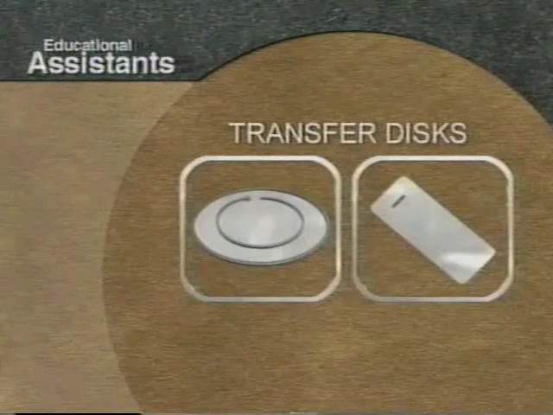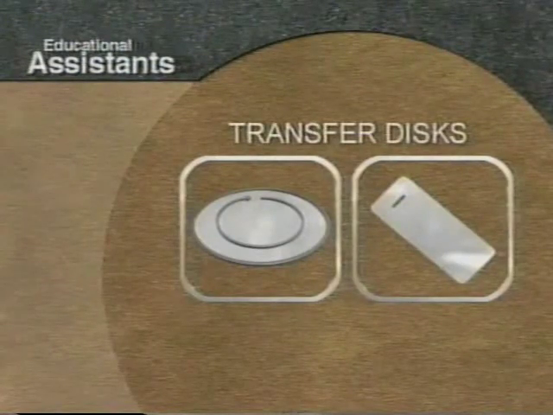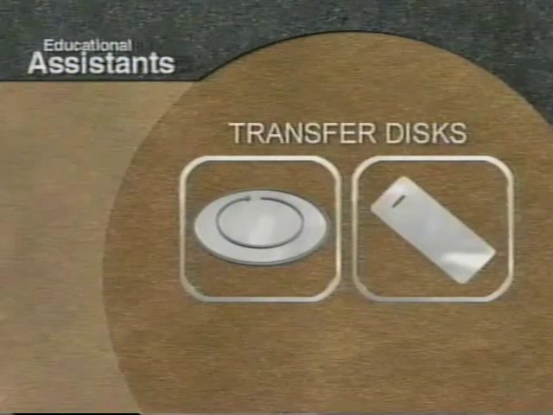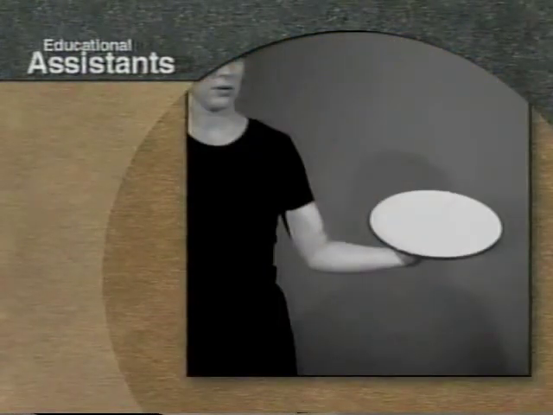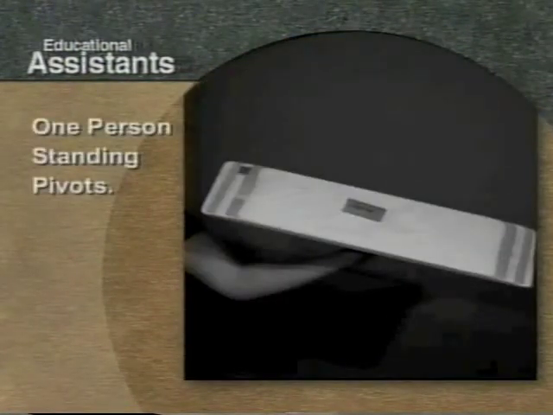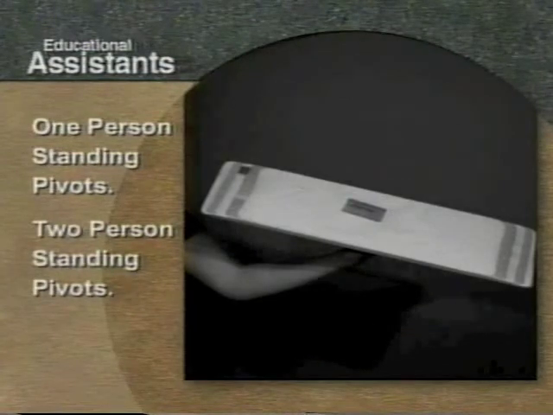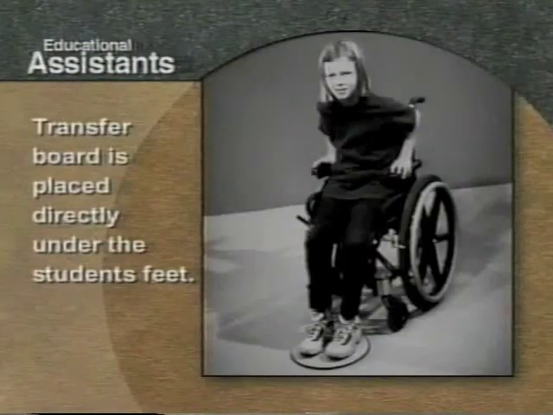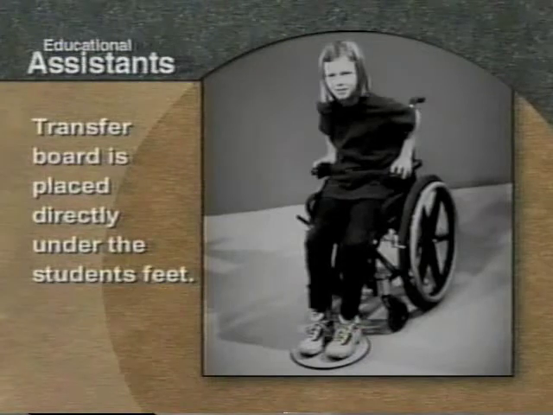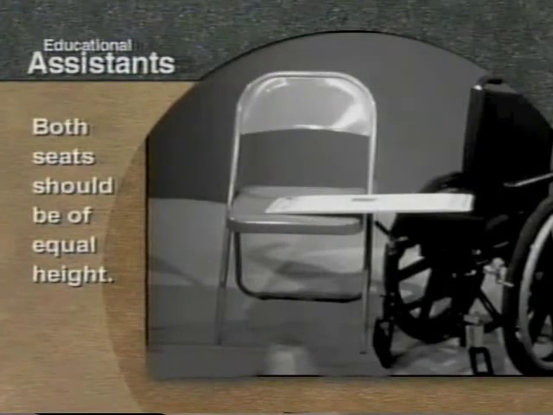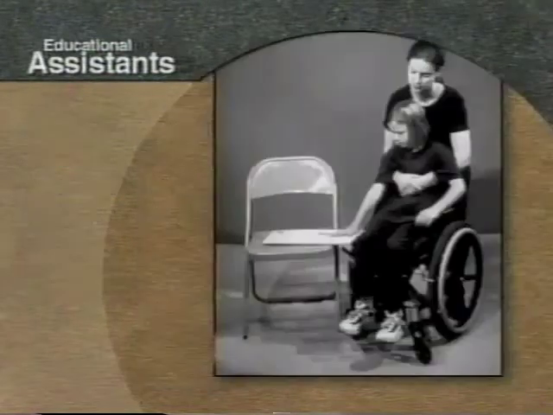Transfer discs are particularly useful for transferring students with difficulty shifting their feet in order to pivot. These devices may be used to facilitate both a one-person standing pivot and a two-person standing pivot. Watch as the educational assistant places the disc under the student's feet as she is positioned on the end of her seat. As you can see, it is necessary to ensure that both seating positions are approximately the same height.